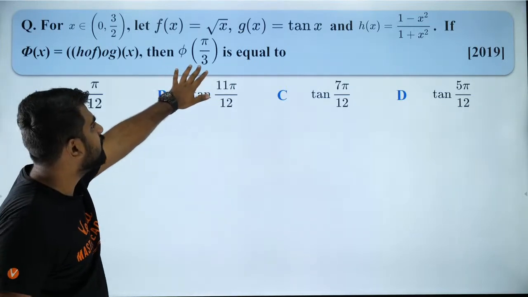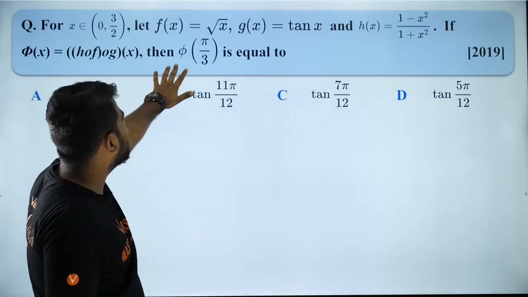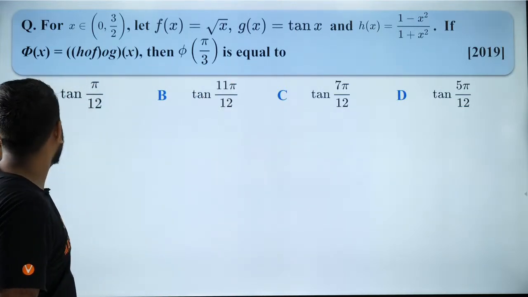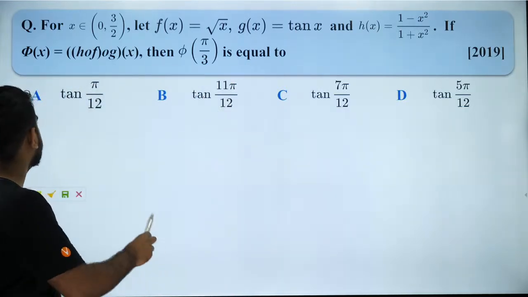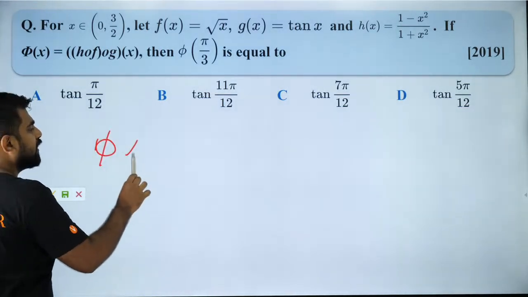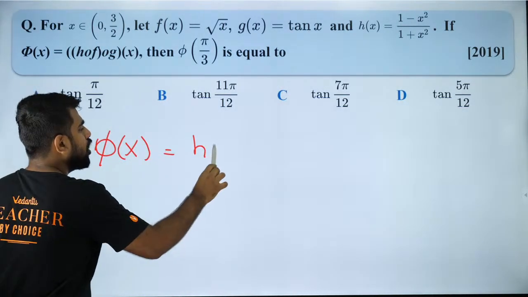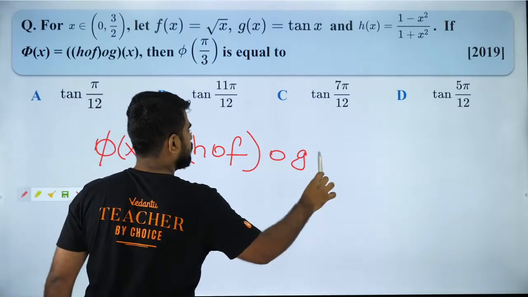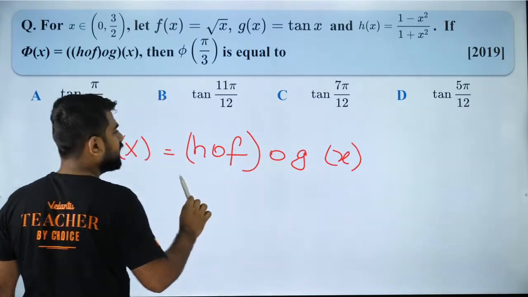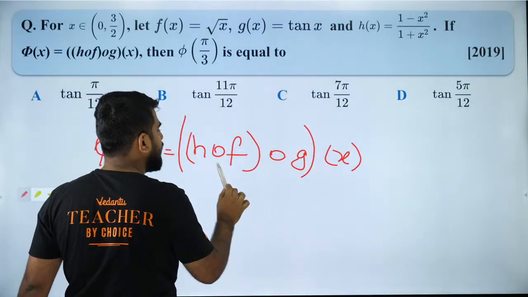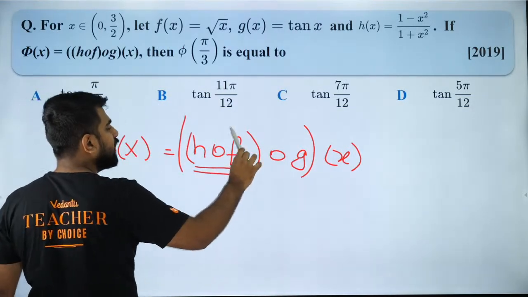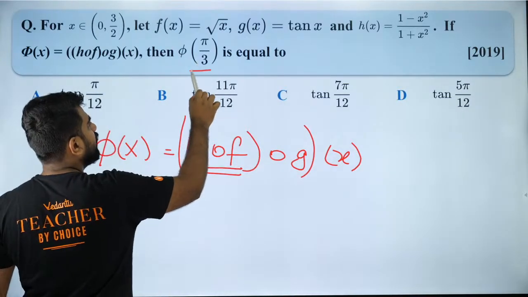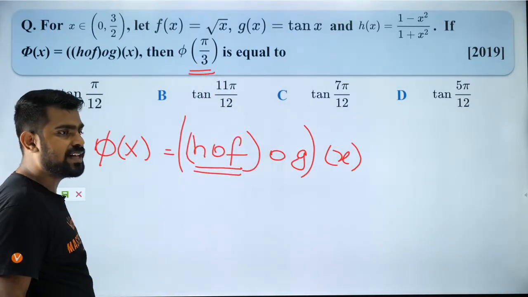Phi of pi by 3 is what you have to calculate. What is written at phi of x? I hope you guys are able to see, right? What is phi of x? Phi of x is h of f of g of x. Getting it? So first you need to evaluate what is h of f, and then that of g, and then when you put pi by 3, what is the answer they're asking?